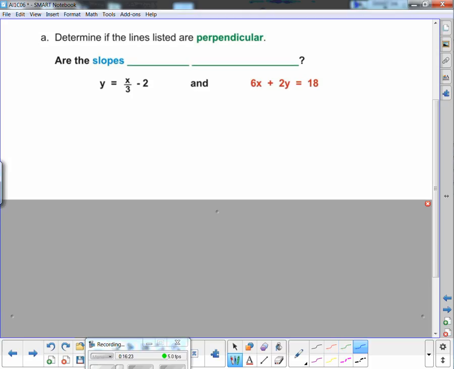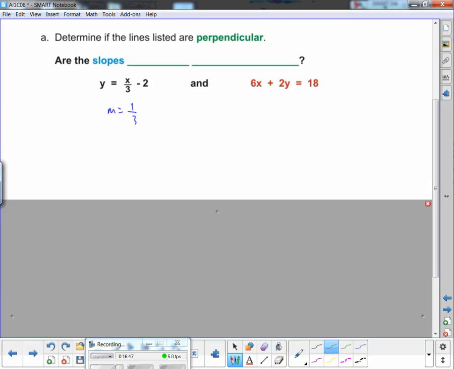Somebody tell me the slope of the black line. Raise your hand and tell me the slope of the black line. Josh? Say it again. 1 over 3. And hopefully you agree. 1/3 is the slope of the black line. The 1's understood, right? Not written. The 1, the multiplier of the x. Would you agree the red line, we got to figure it out, right?